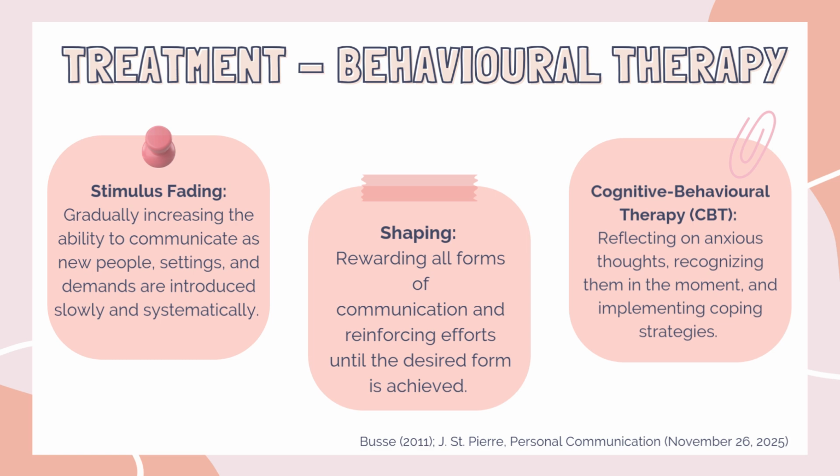One of the most effective behavioral strategies for children with SM is called stimulus fading. So this method involves the child gradually increasing their ability to communicate as new people, settings, or demands are introduced very slowly and systematically while keeping the anxiety low. So the child begins speaking in a situation where they already feel safe, and changes are made one small step at a time so that they can maintain success. The personalized hierarchy of exposure will be generated based on the specific child, but it may begin with the child speaking to their caregiver in a private room at the school.